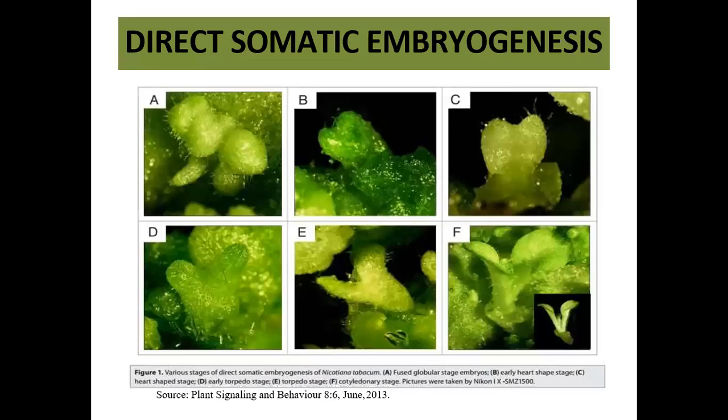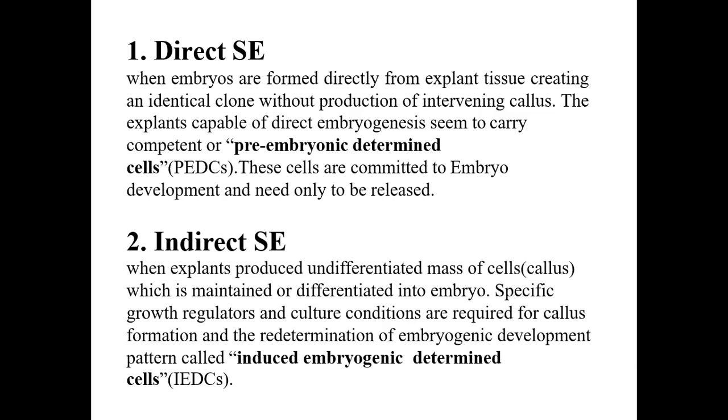Now, let's understand what direct somatic embryos are. Direct somatic embryos are formed from the explants as quite identical clones, without the intervention of callus development. The explants are capable of direct embryogenesis and seem to carry certain competent somatic cells, called the pre-embryonic determined cells, or PEDCs. These are highly committed, destined cells for embryo development and need only to be released.